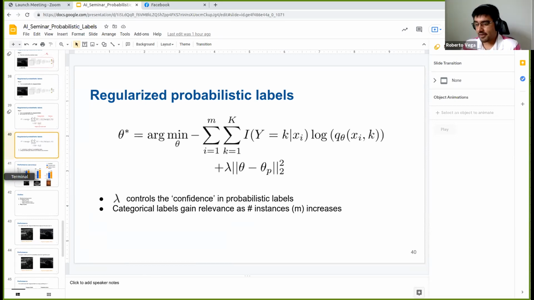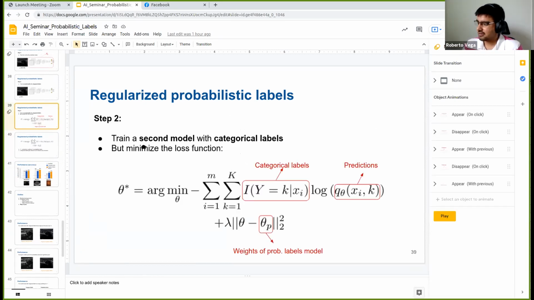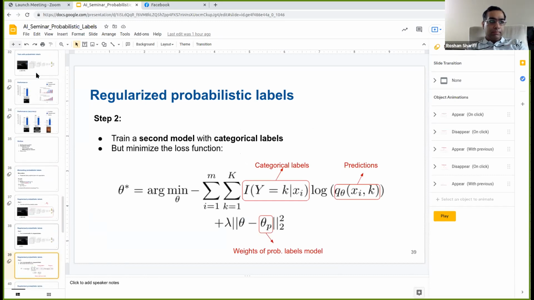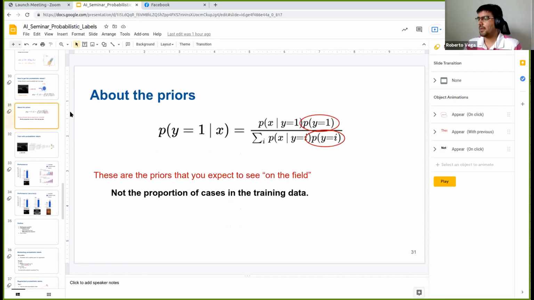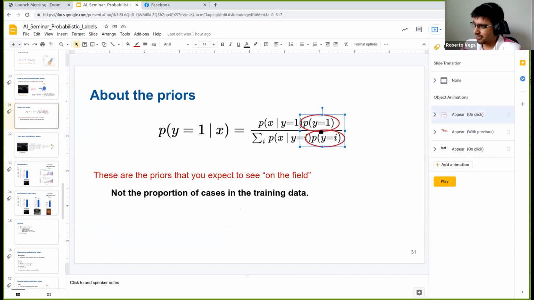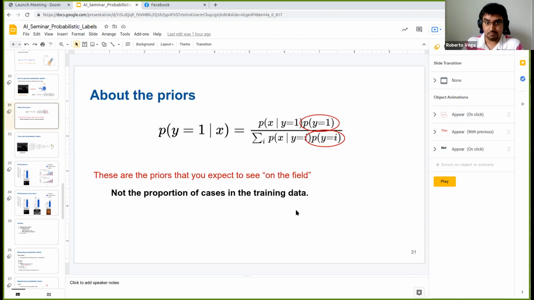Yes, that is correct. The Bayes rule here, you are completely right. These probabilities or these priors can change over time or over space as well. For example, hip dysplasia is more common in Africa than in North America. So the prior is different here and there. So we have two options in there. One is we create the probabilistic labels for Africa and then we train the model, and then for North America and then we train the model.